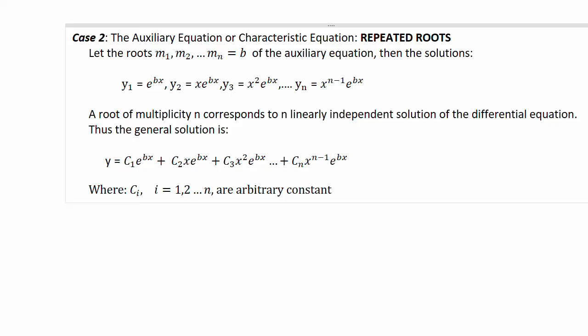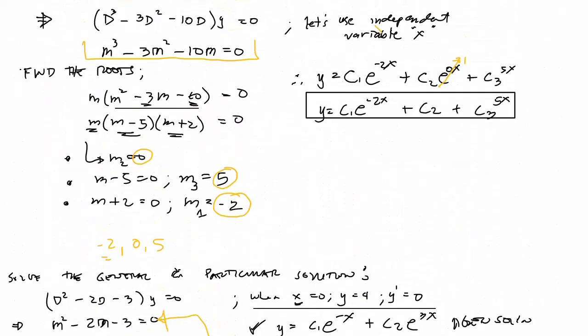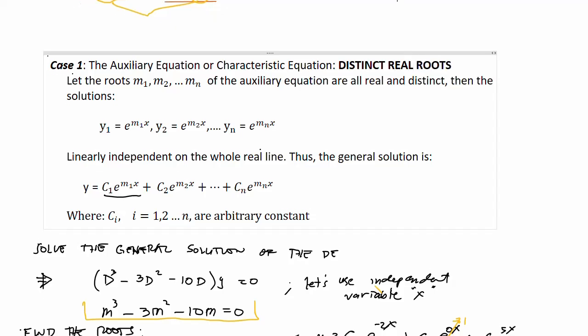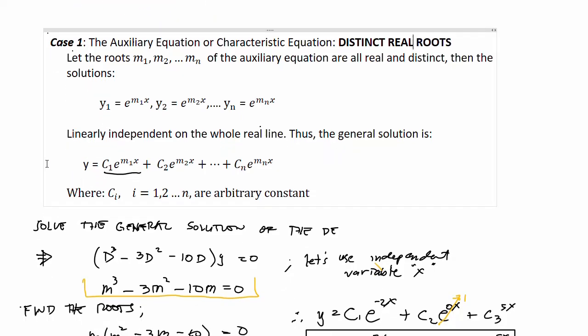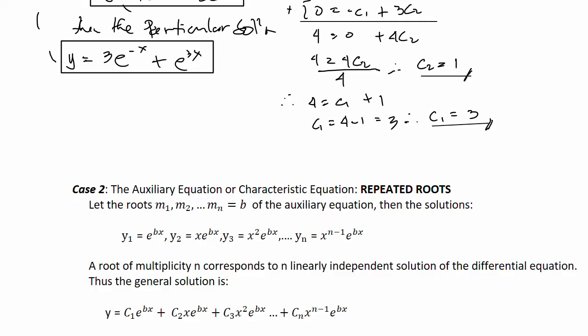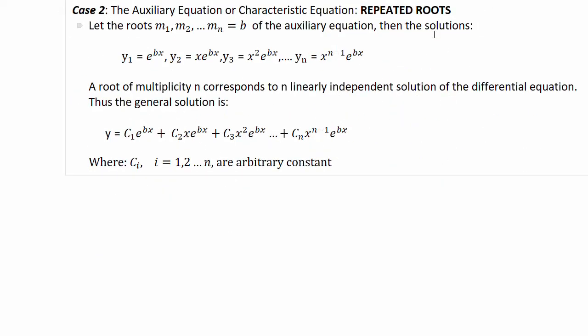Last time we tackled case 1, which is real roots, if we have distinct real roots. We have the general solution given by this equation. This time, if our roots are repeated, meaning not distinct, they are equal to one value, then we have this general solution, with this term.